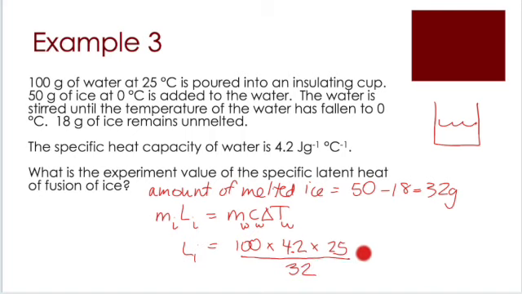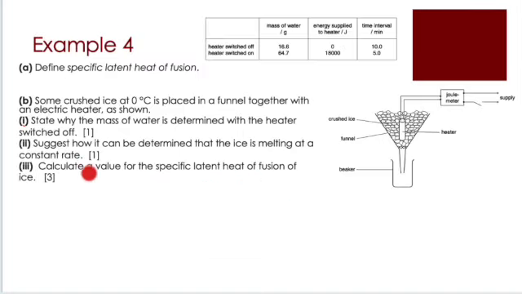Now if I pick up my calculator, I'm going to get 328 joules per gram. The real value is 334, so that's not so bad. To find the specific latent heat of fusion.